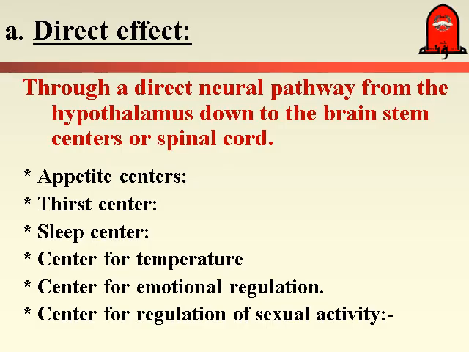The direct effect we call the neural pathway. The impulses from the hypothalamus will be sent either to the spinal cord directly, or to the brainstem, or through the supracortex. In this area of the hypothalamus, there are certain centers, as we said a moment ago. We have the appetite center, thirst center, sleep center, center for control of temperature, center for emotional regulation, center of regulation of sexual activity, and these will control the different organs of the body.